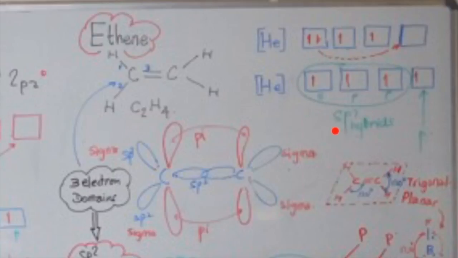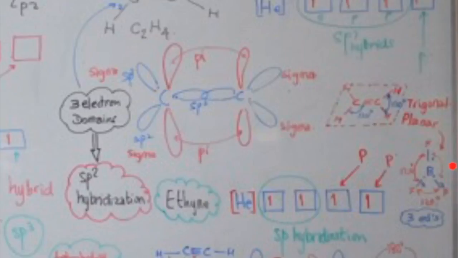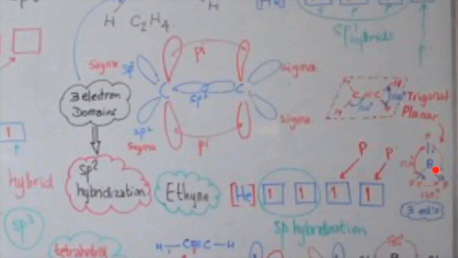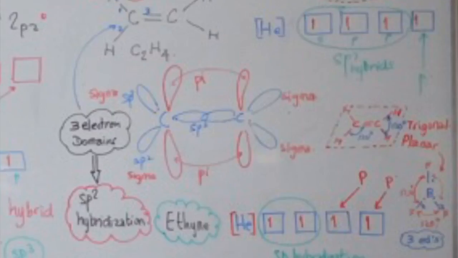sp2 hybrids, one s and two p's, creating these three equivalent orbitals. These three equivalent orbitals, 1, 2, and 3, engage in sigma bonding, leaving the free p orbital here on each carbon to engage in pi bonding. And this is the explanation for the trigonal planar structure of ethene. Another molecule like BF3, which has only 3 valence electrons, also engages in sp2 hybridization, showing that the existence of 3 electron domains is associated with sp2 hybridization.